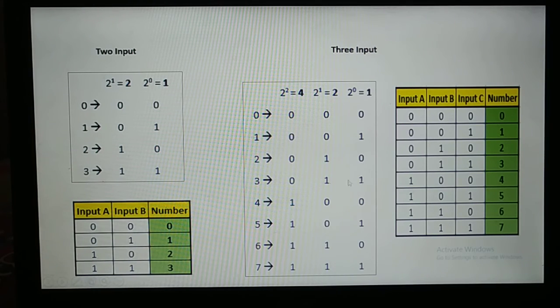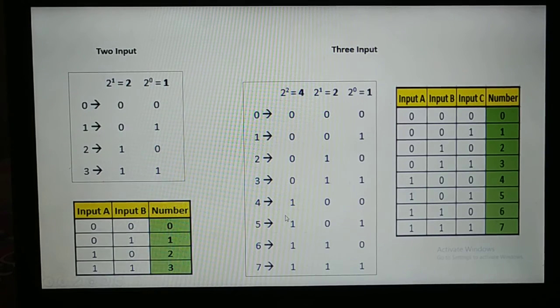3 is 0 1 1. This 4 is low, so it will not be considered, it will be 0. This is 1, so 2 will come here. This is 1, so 1 will come here. So 2 plus 1 equals 3. Same goes for 4: this is 1, so 4 will be considered, and the others will be 0, so 0 plus 0 plus 4 equals 4. For 5 it is also the same: 1, so 4 will come here, 0, so 2 will not come here, 1, so 1 will come here. So 4 plus 1 is 5. 6 is the same: 4 plus 2 is 6. 7 is 4 plus 2 plus 1, 7, 1 1 1.